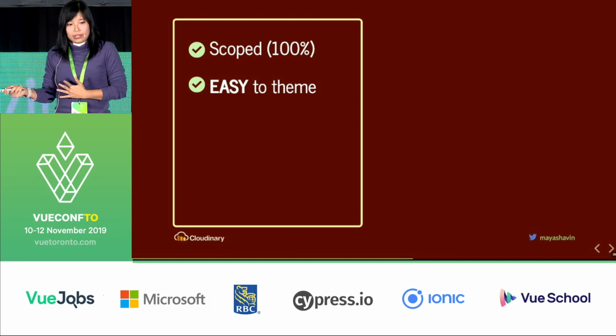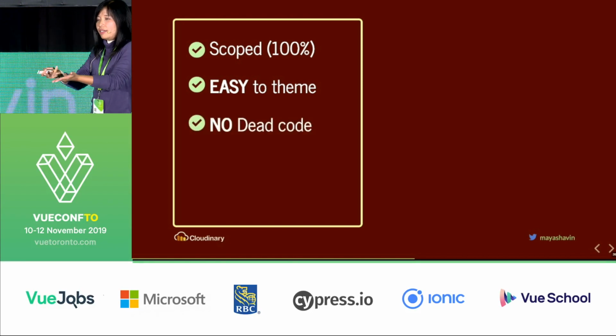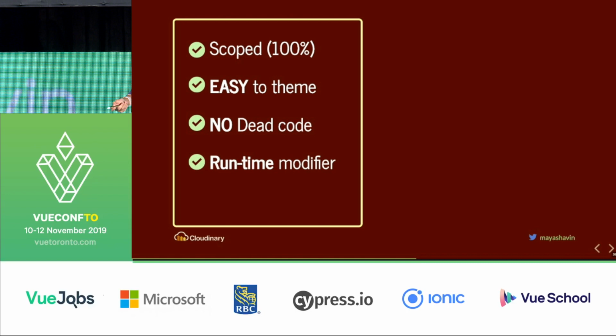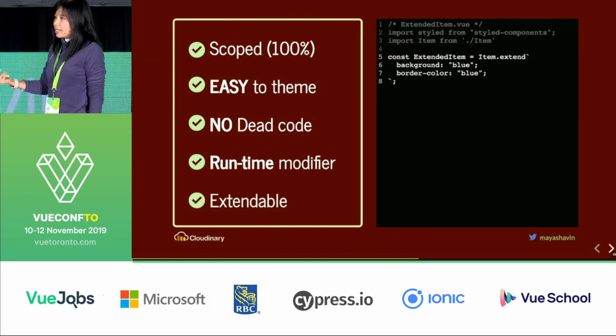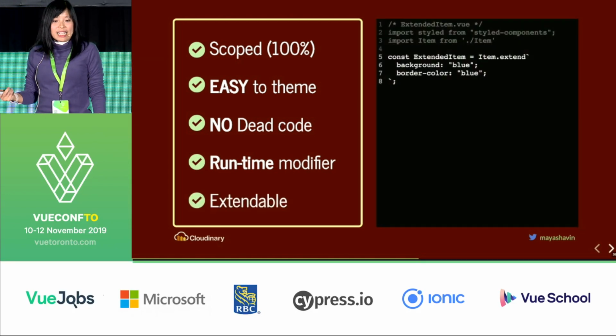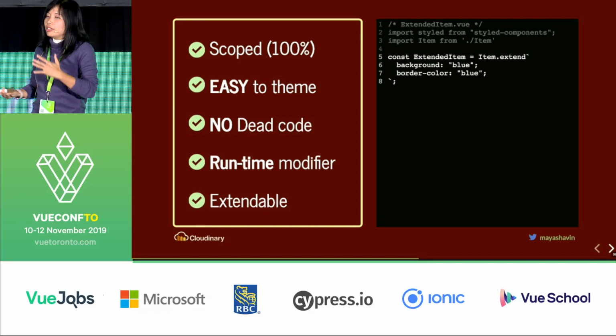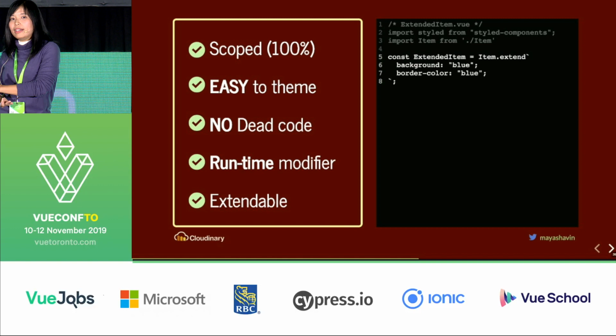Easy to theme, as you can see. No dead code, because you see what you did. If you see something is not working, you get rid of it right away. You're not afraid of what happens to the other code. Runtime modifier, that's a winner. And extendable. Extending the component is very easy. You just need to write the component .extend and put the new CSS styling inside, and it will automatically update it.